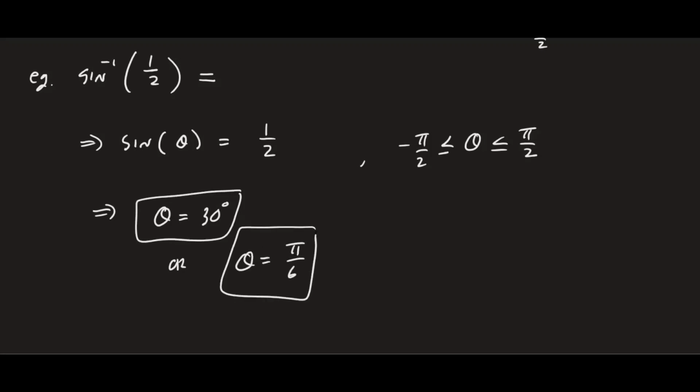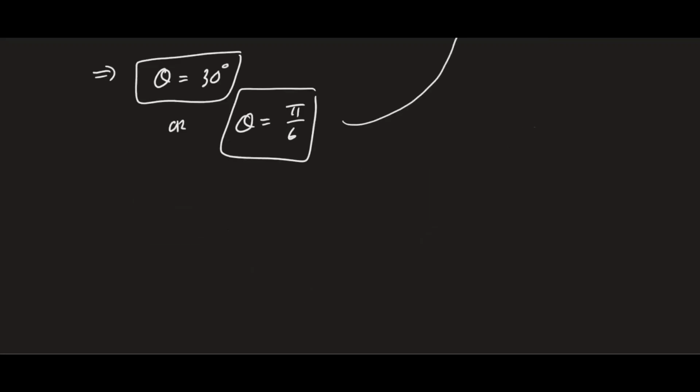That's something we studied earlier when we were looking for exact values. So sine of 30 degrees gives us 1/2, and this angle is within the range of negative pi over 2 and pi over 2. So that's good.